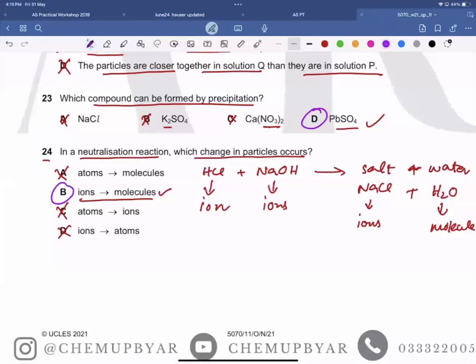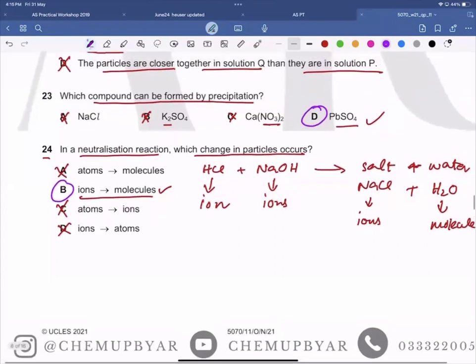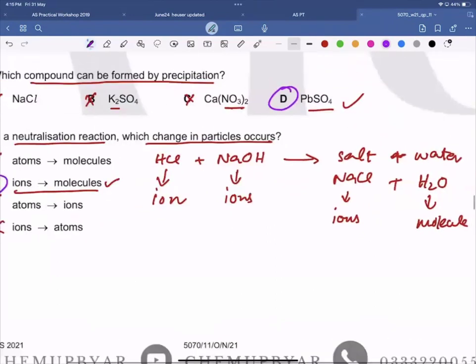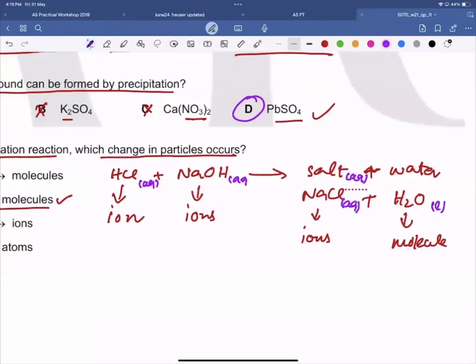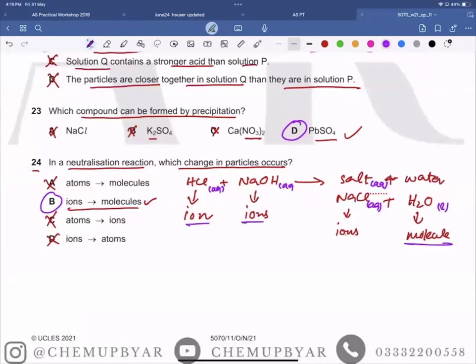Is this understandable to all of you? Yes, is this clear? See, this is aqueous, this is aqueous, this is aqueous, and this is water, which is liquid. So water has molecules, but as these are aqueous, all of them are present in the form of ions, right? Yes, did you understand, Zainab? Yes, Mustafa, good. Hania, good. So ions are turning into molecule, right?